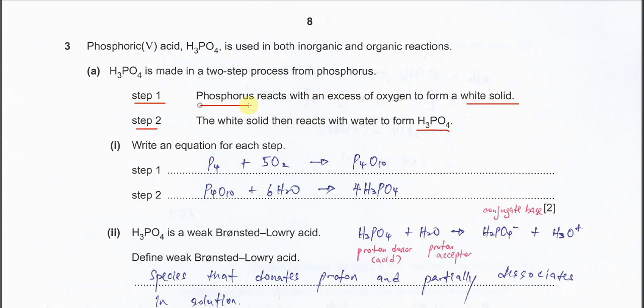So phosphorus, normally we will put P4, right? One molecule of phosphorus has 4 atoms in there. So P4 plus 5O2 forms P4O10. Some of you might think P2O5, but P4O10 is more stable. So normally we put P4O10.